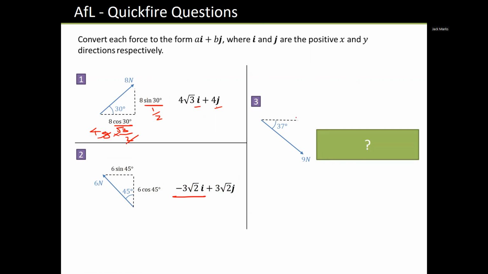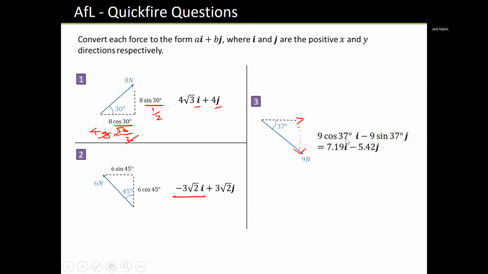One more. Here, what we would do is something like that to get started. And 9 sine 37 is opposite, which would be this one. And then cos here. And again, I and j, well, I, you can see the direction there would be positive. If it's going down, you have that negative there.